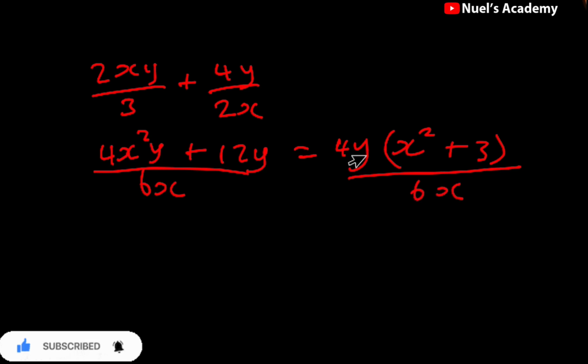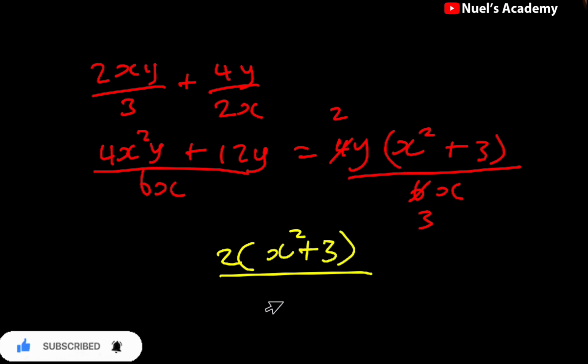So 4 divided by 2 is equal to 2. 6 divided by 2 is equal to 3. Then the final answer is equal to 2 multiplied by x squared plus 3, over 3x. So this is the answer to this question.